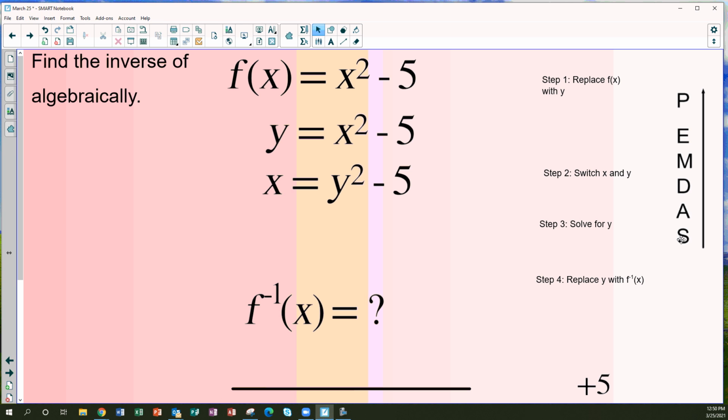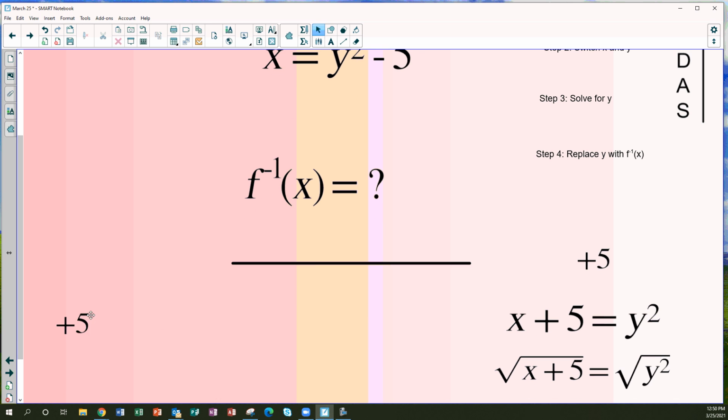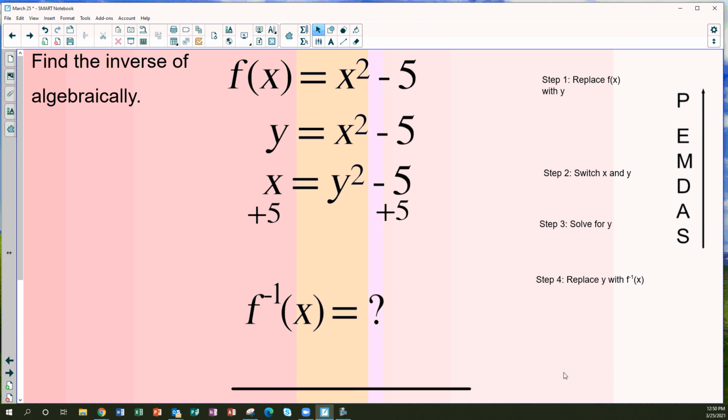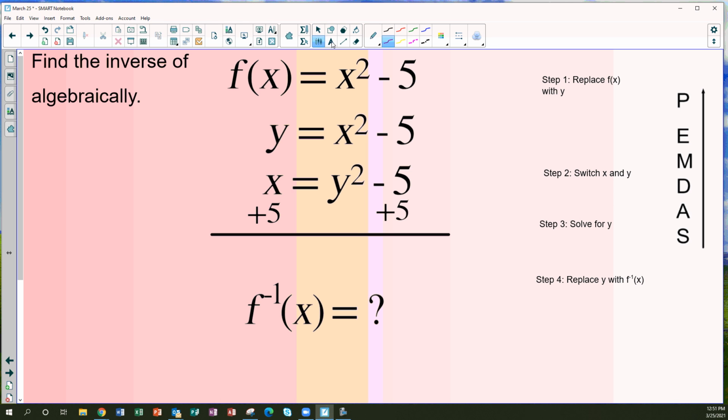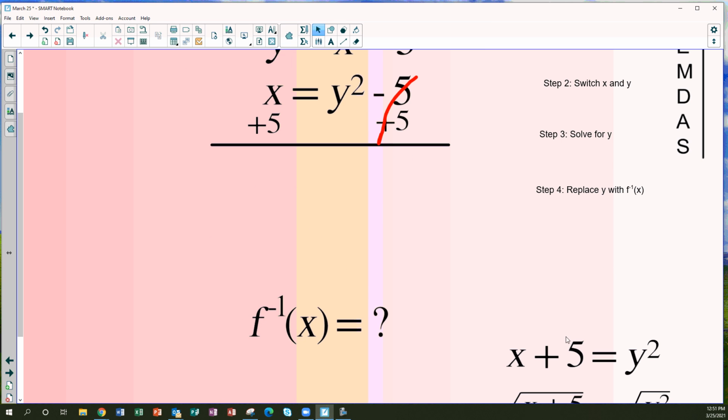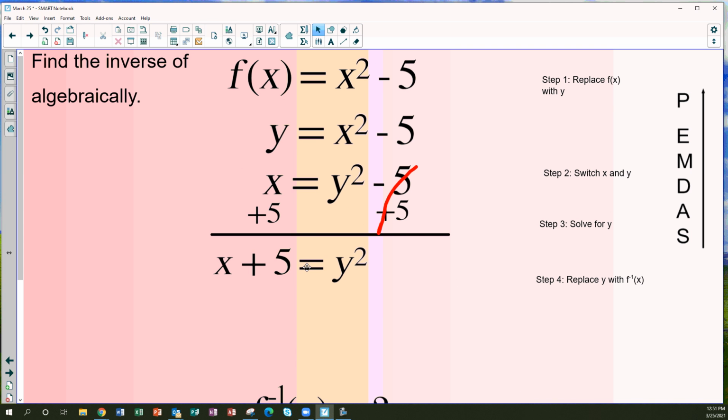So what is the opposite of subtracting? It's adding. So we're going to add 5 to get rid of subtraction. And what you do on one side, you got to do on the other. Okay? So let's go ahead and add those. We'll see here that we have a cancellation. That goes away. And so let's simplify. We end up with x plus 5 equals y squared. Almost what we wanted, but we still don't have y isolated by itself yet.